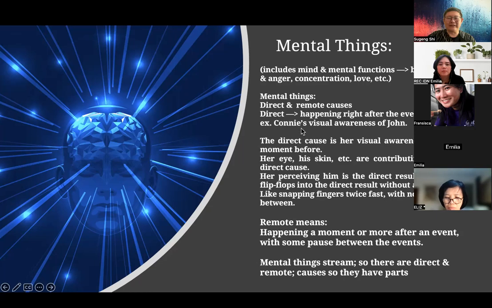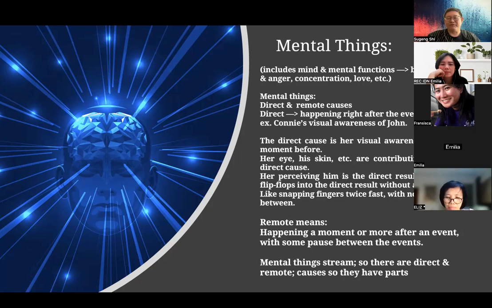Direct means things happening right after the event. So that belongs to Connie. For example, Connie's visual awareness of John, Sugang's visual awareness of all of you, of Amelia, of Alice. So the direct cause is the visual awareness the moment before, right? The moment before. And of course, the contributing factor here is what?